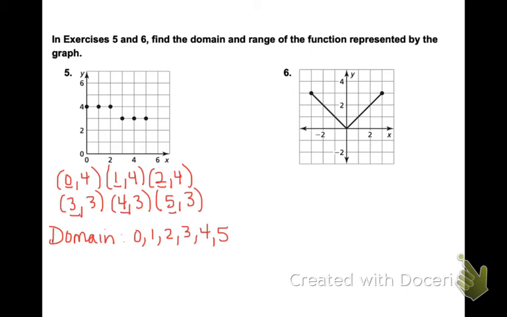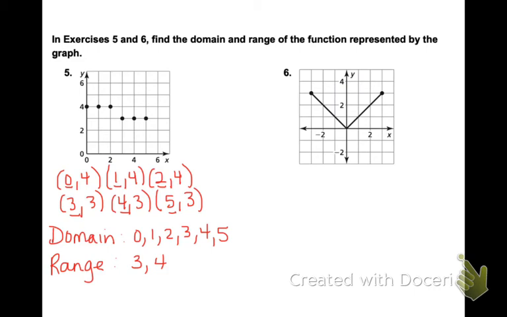Then when we list the output values, we have a 4, and a 4. Those are all the same. We have a 3, and a 3. Those are all the same. So our range has only 2 values. It could be 3 or 4. And again, we just like to list it in least to greatest order.